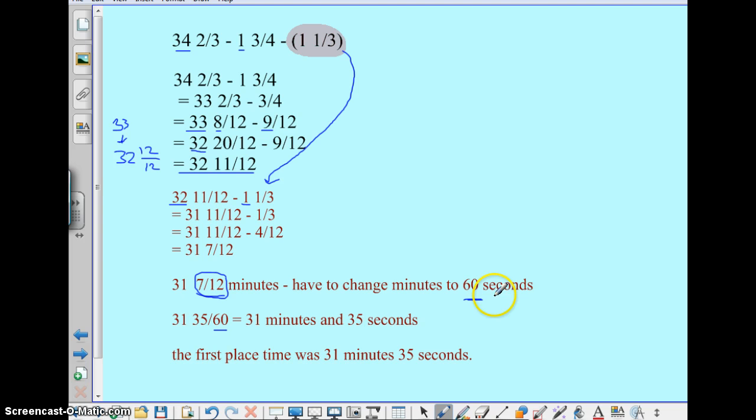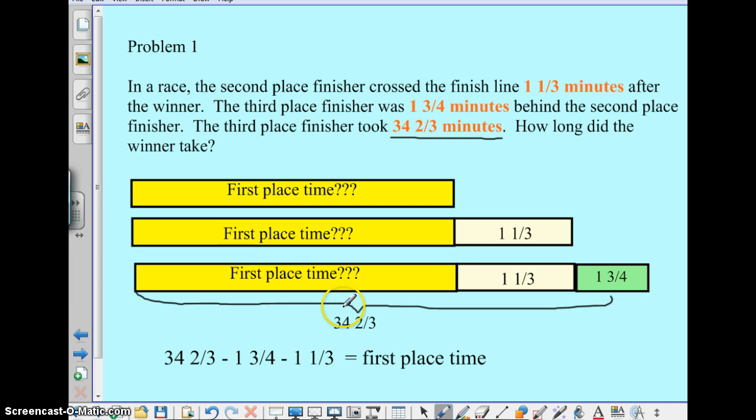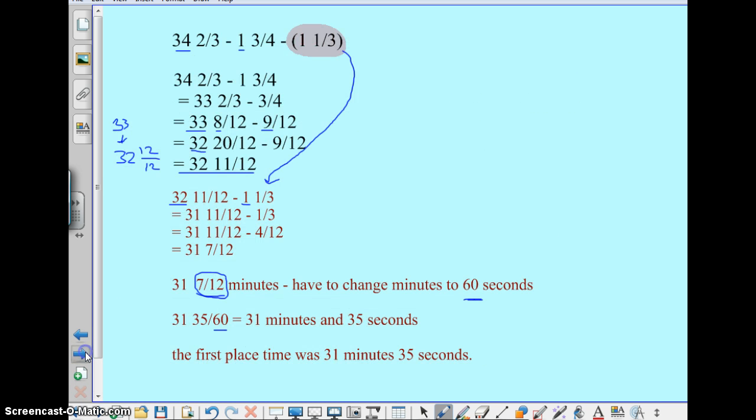So now this is where I was saying about the 60 seconds. The question in reality says, how long did the winner take? And it doesn't say anything about seconds, okay? It's just all minutes. So this got me annoyed when I looked at the teacher's answer key, that they're converting this into seconds, but let me explain this to you.